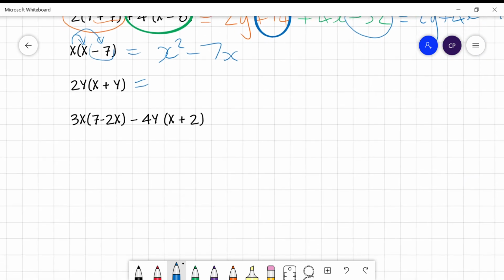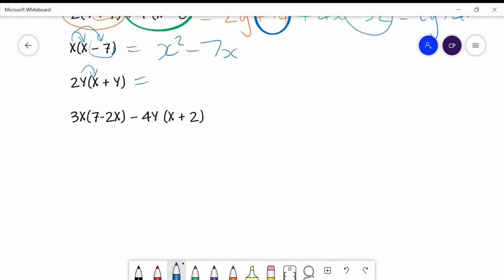For the next one, we've got 2y times x and 2y times y. So 2y times x, well, we can't really bring any of that together in a nice way, so it's 2xy. And then 2y times y, well, the y times y is going to be y squared. It's positive, so it's going to be 2y squared. For the final one, there's a lot more to do, so let's have a look at it.